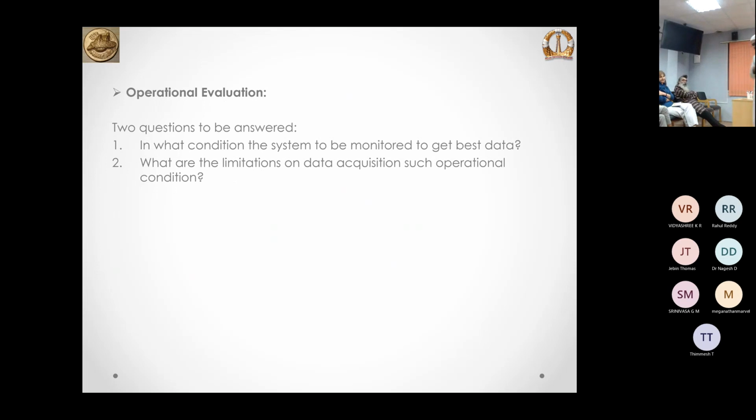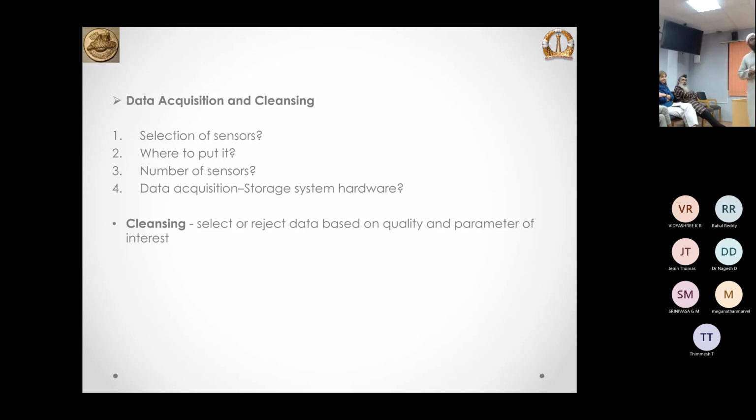Two questions have to be answered at this stage. One is, in what condition the system has to be monitored to get the best data. What is the condition of the system we have to take? Second thing is, what are the limitations on data acquisition? We cannot take the data every time. So we have to answer at this stage, the operational evaluation.